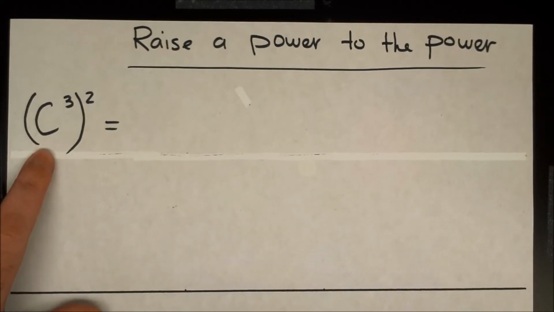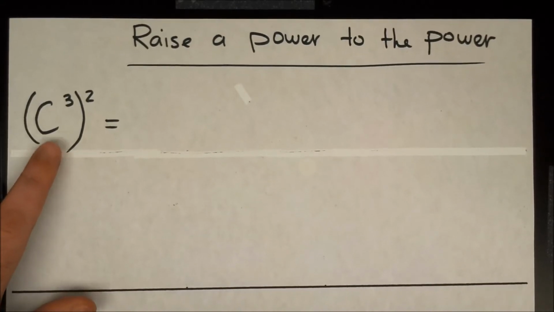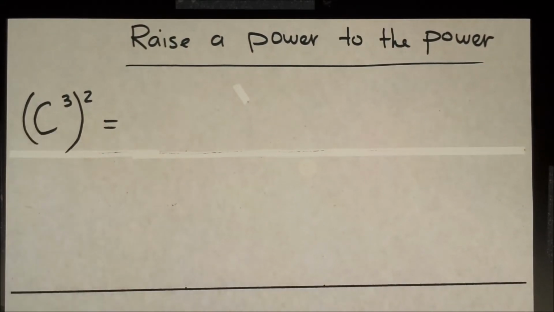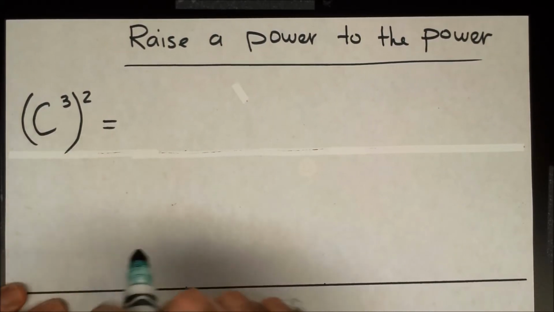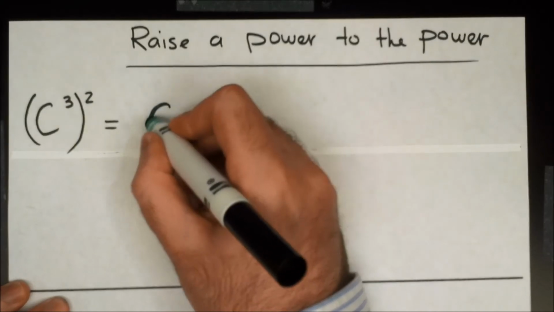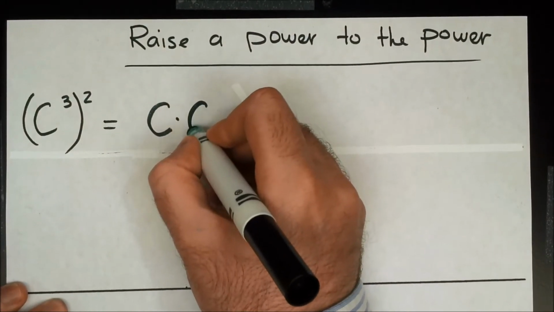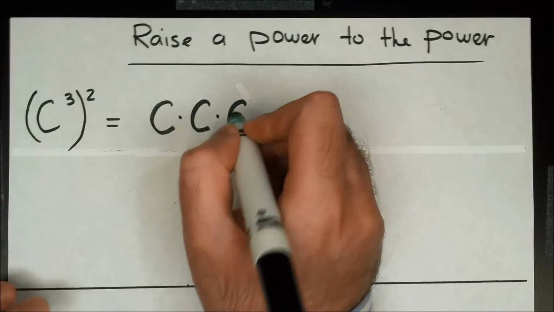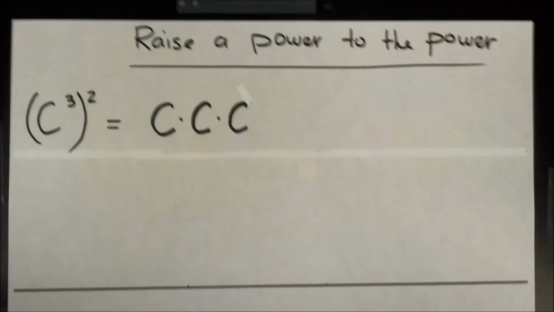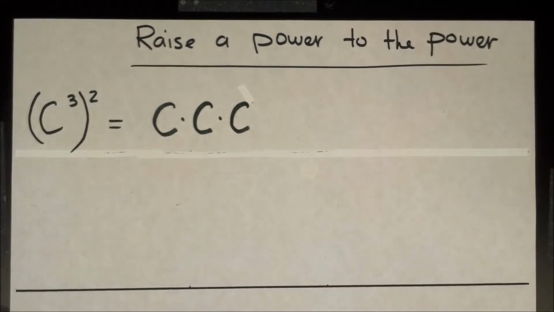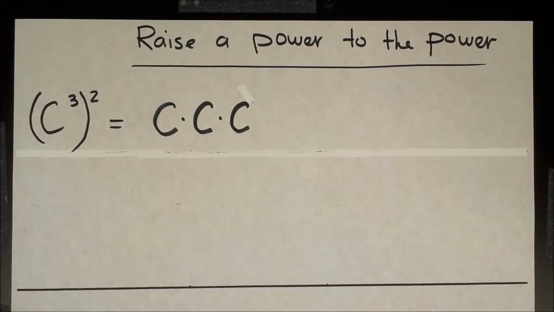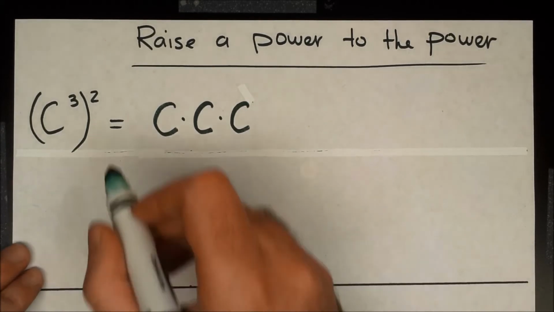How can I write c to the third power? If I were to just ask you to write this out, c to the third power, how would you work that? If you said take c and multiply it against itself 3 times, you would be correct. C times C times C. So c to the third power is c times c times c. Multiply the base against itself 3 times.